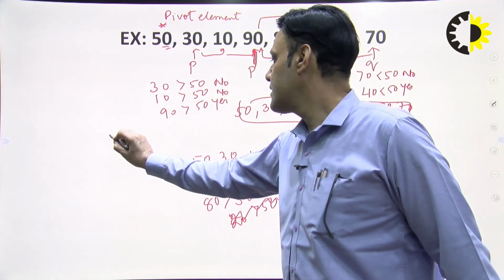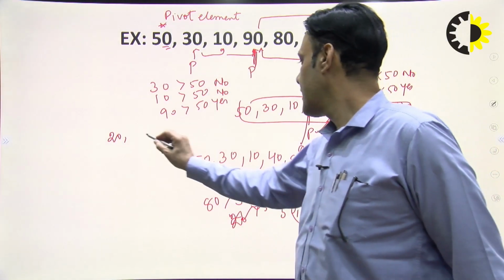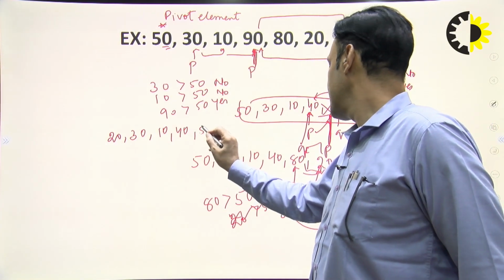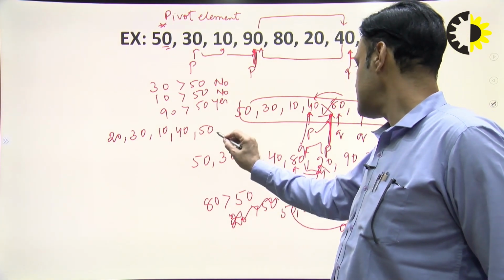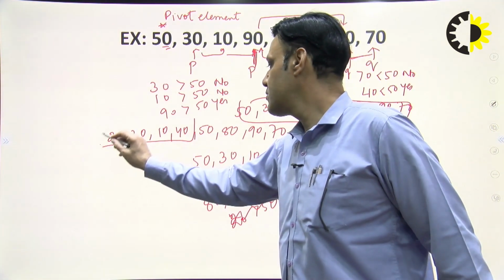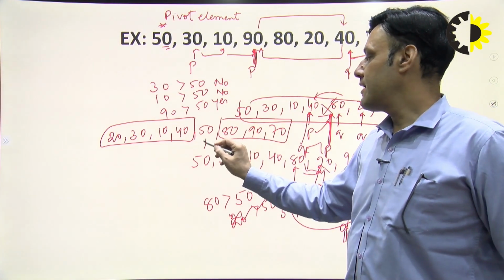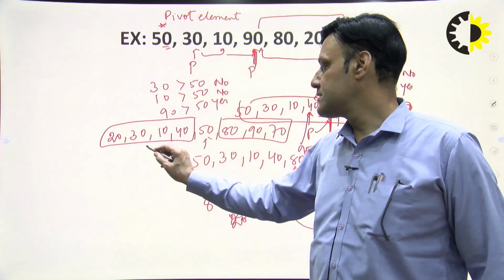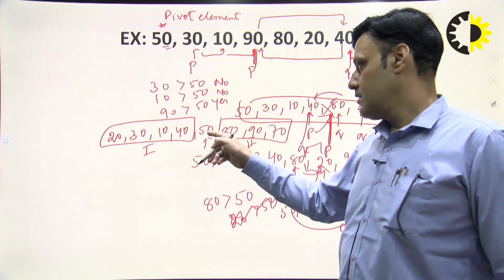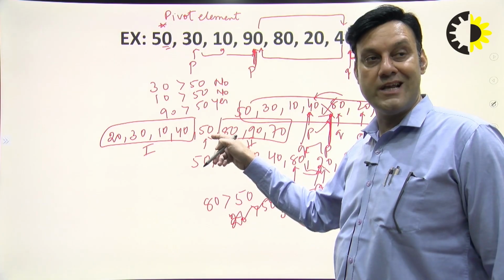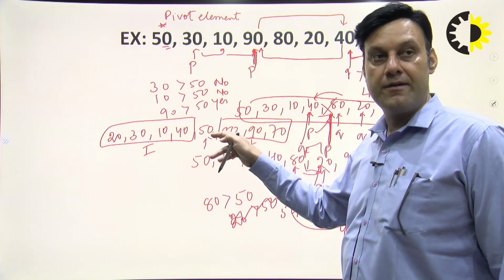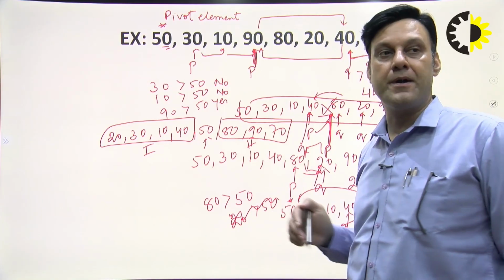Okay. Now 20 will come here, 20, 30, 10, 40, 50 will come here, 80, 90, 70, right? And the list is divided into two parts. See, this is our pivot element now, 50. This is my first part and this is my second part. Now you can check whether the list is properly divided or not. When you compare with the pivot element, all the values less than pivot will be in the left partition and all the values greater than pivot element 50 will be in the right partition, right?